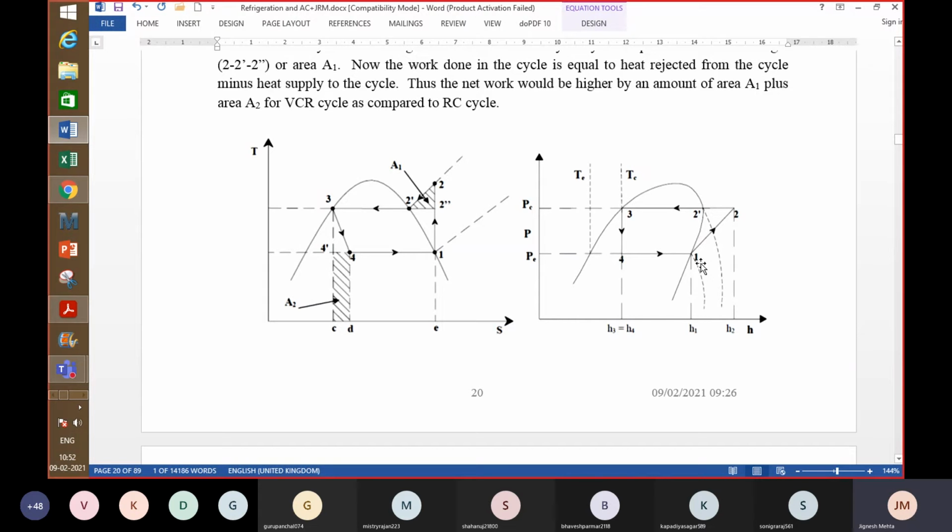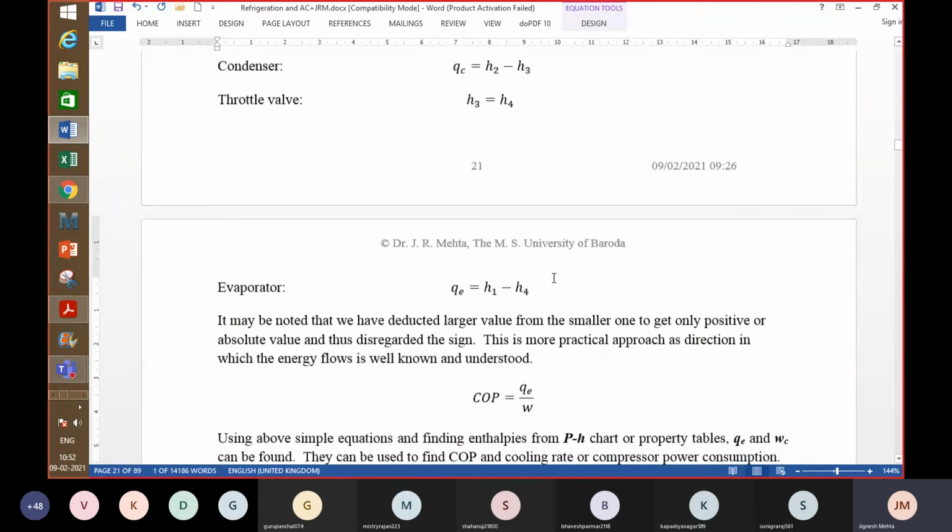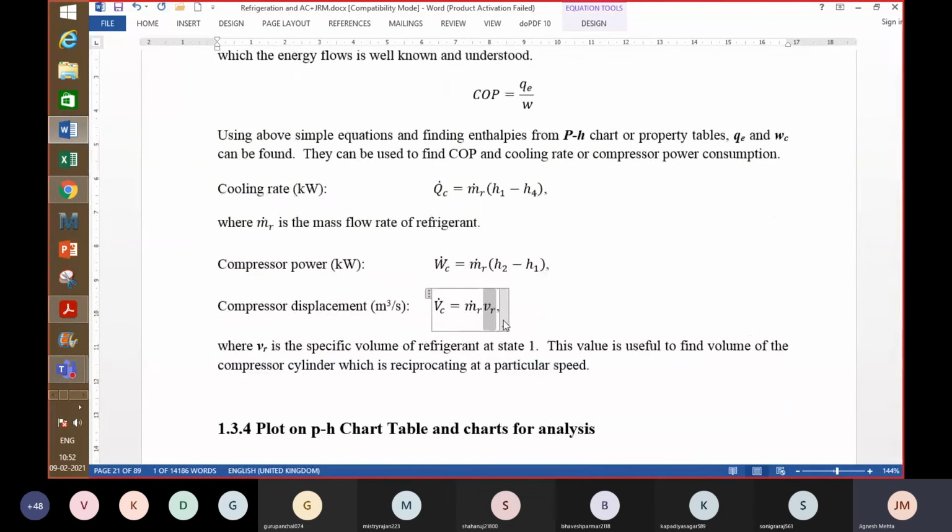That is the specific volume that you use here, VR, and multiplied by the mass flow rate of refrigerant. So this gives you the theoretical compressor displacement rate in meter cube per second. That is also one of the important parameters from the point of view of the design of the compressor.